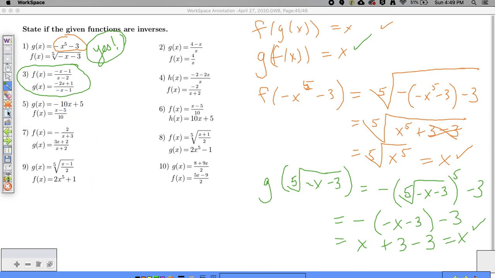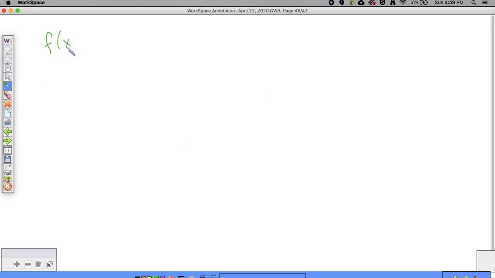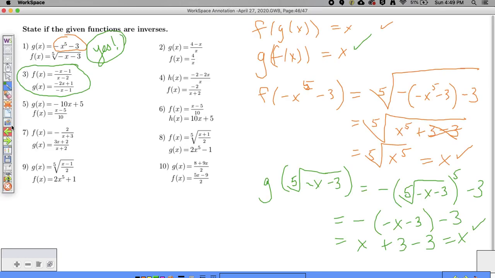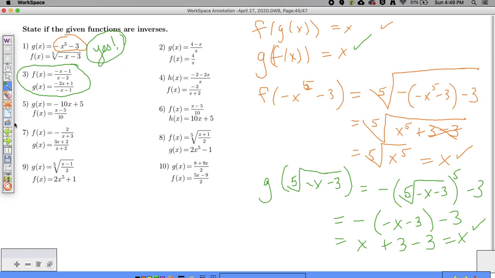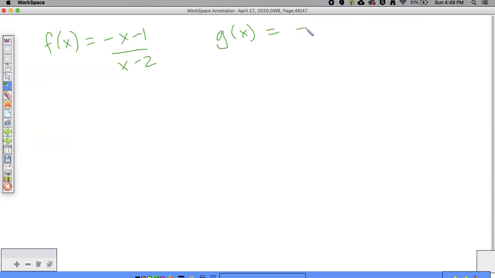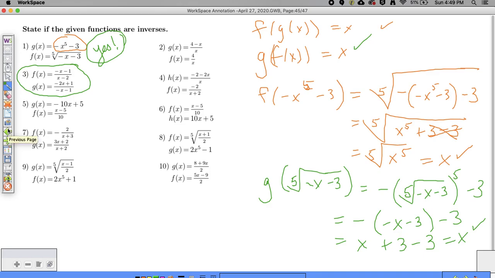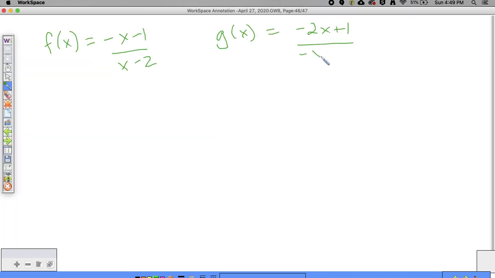So what I'm going to do is put in f of x equals, because I'm going to need some space, I could already tell you that, negative x minus 1 over x minus 2, and then g of x is equal to, let's change this guy, go back a second, negative 2x plus 1 over negative x minus 1. I bet you guys remember that. I just didn't. Negative x minus 1.